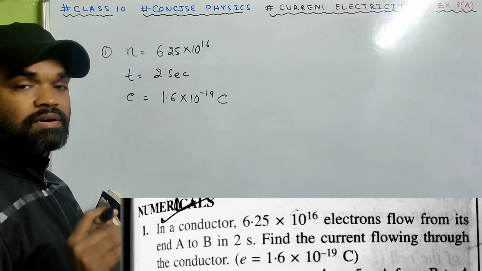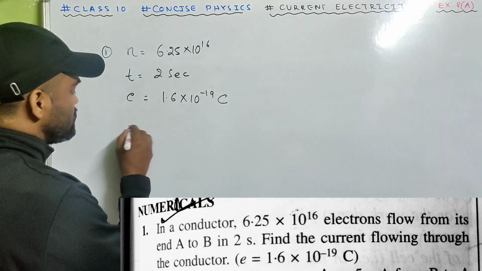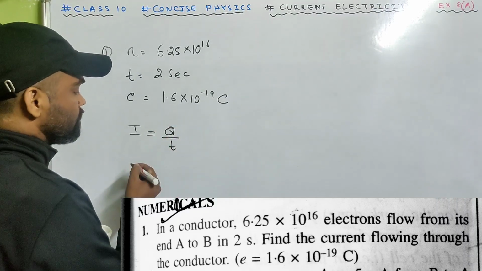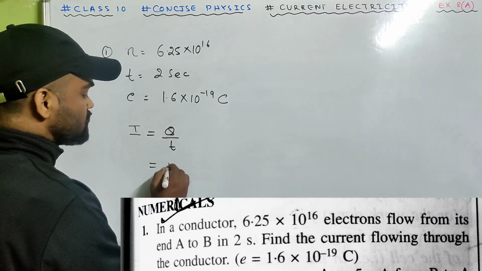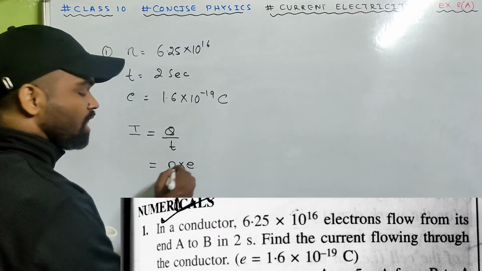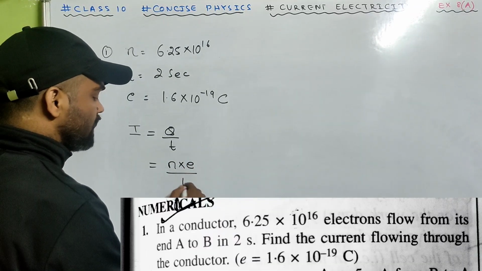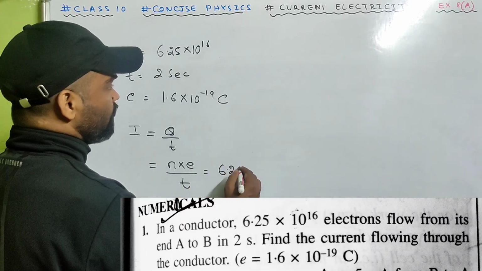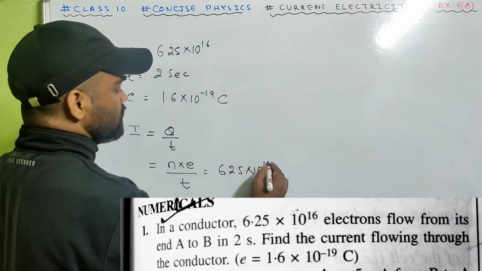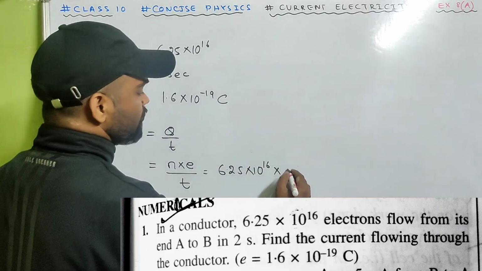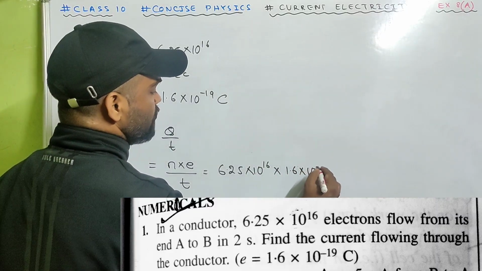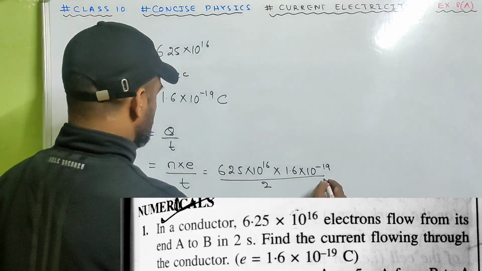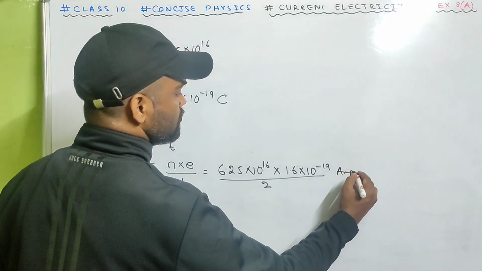They need the current. Now look over here. Current is total charge by time, which is equal to, now total charge is number of electrons multiplied by charge on one electron, by time. Substitute the value. That's 6.25 multiplied by 10 to the power 16 multiplied by 1.6 multiplied by 10 to the power minus 19 by 2. And this will be ampere.